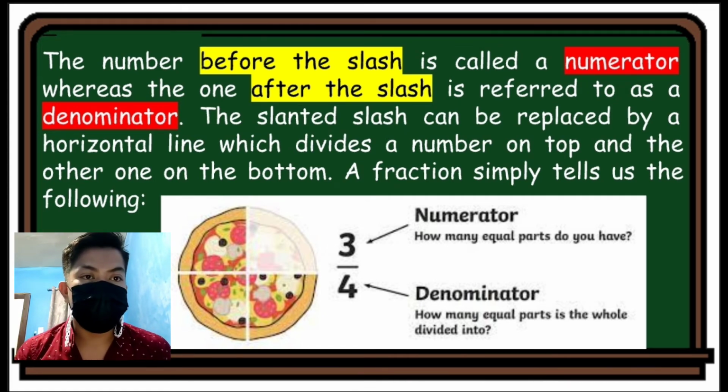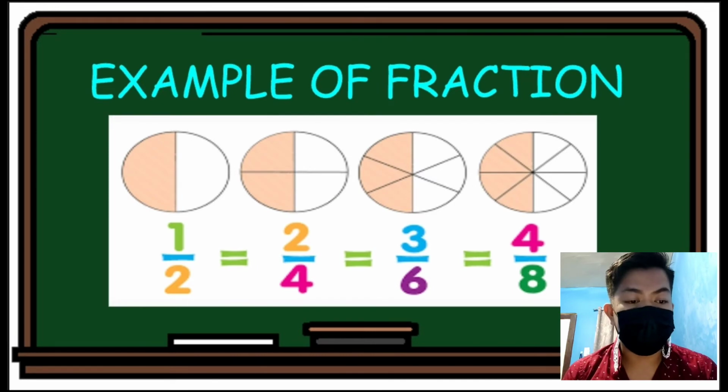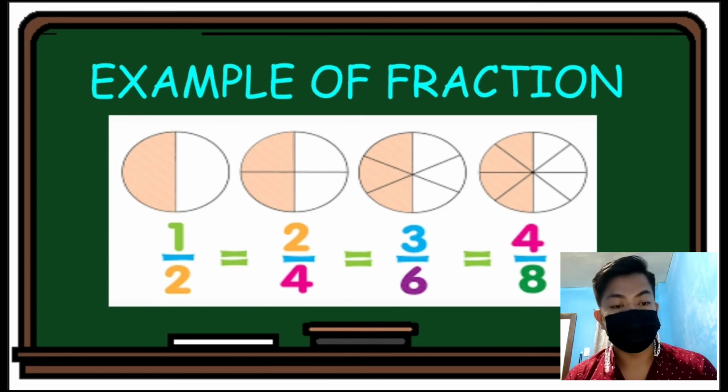So we have here the example: 3/4. So 3 is the numerator and 4 is the denominator. Examples of fractions. So we have here the different fractions: 1/2 is equal to 2/4, is equal to 3/6, and is equal to 4/8.